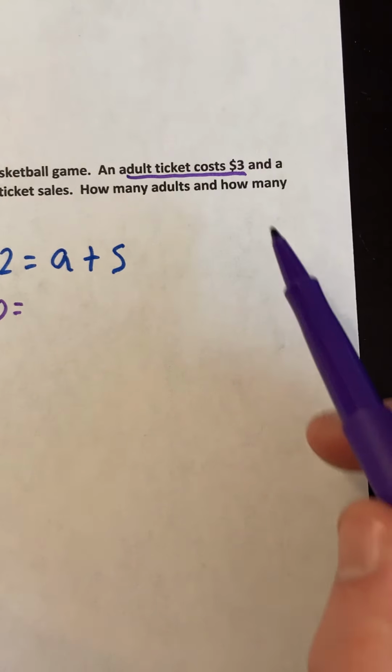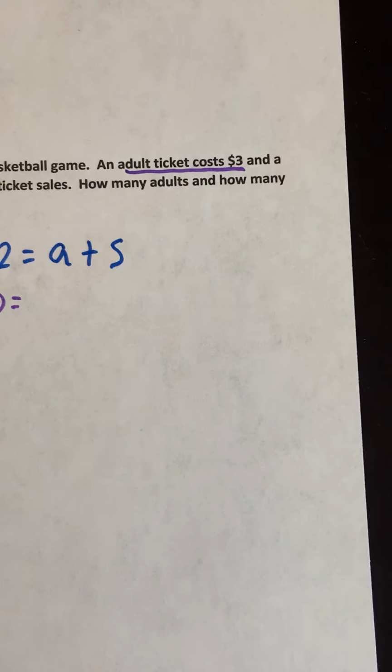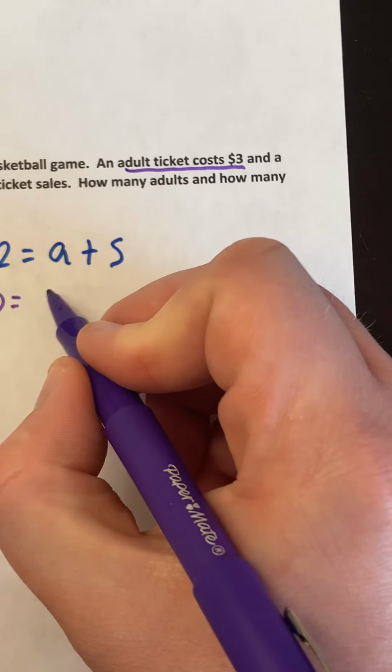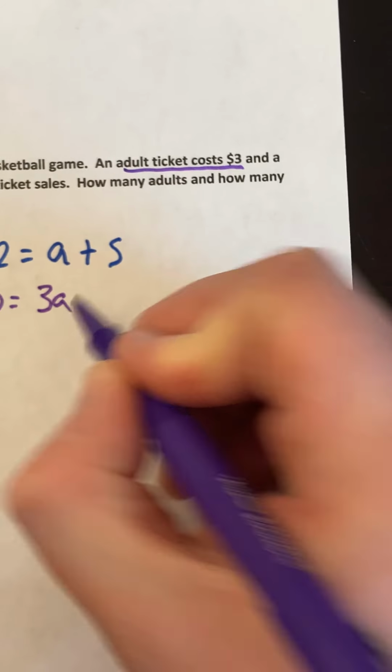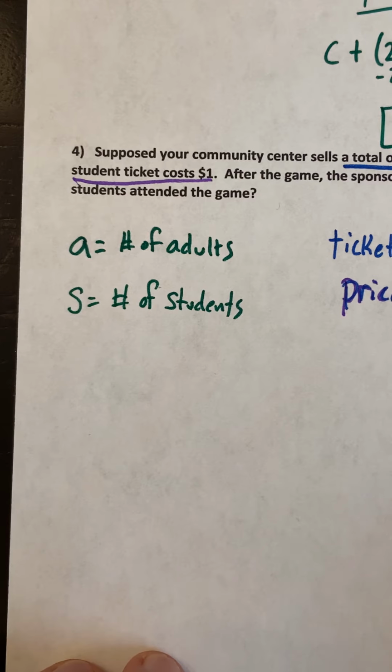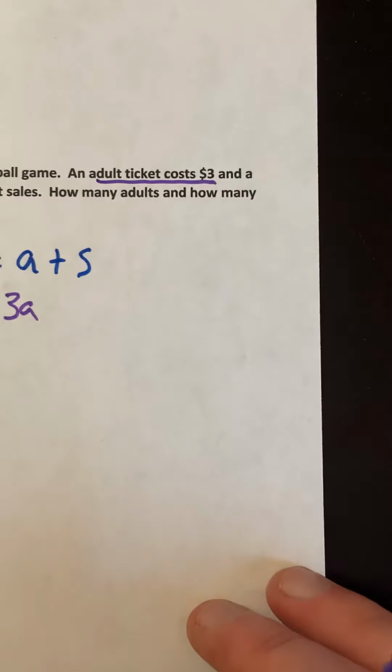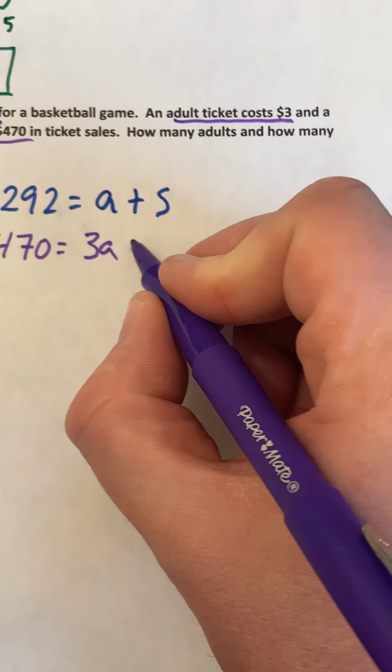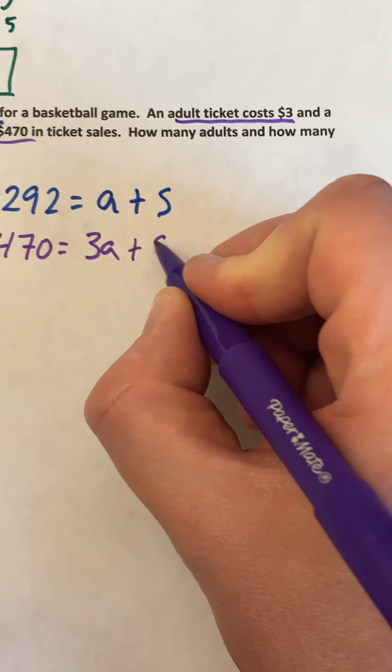Well, again, it says adult tickets are $3. So for every adult ticket purchased, we have to add $3 more, right? So that's going to be a multiplication there. 3 times the amount of adults. Each adult's worth $3. Plus, right, we're adding a total cost here, plus the amount of student tickets. Okay, well, student tickets is 1. So I'm just going to say plus 1S, or we can just say S.